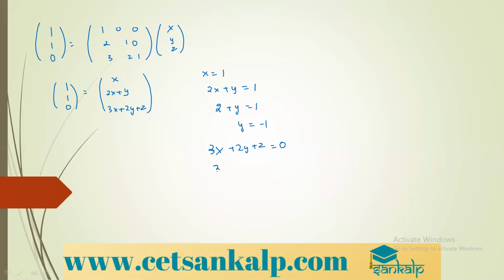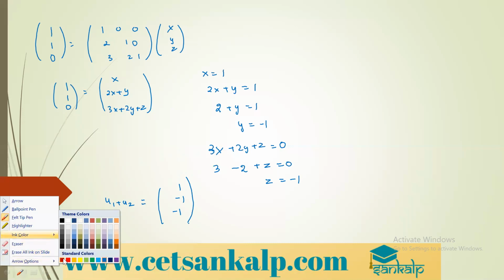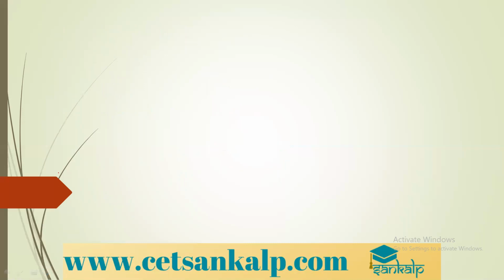Now I have 3X plus 2Y plus Z equal to 0. Because X equal to 1, 3. Because Y equal to minus 1, minus 2. Plus Z equal to 0. So Z will be equal to minus 1. That means I got U1 plus U2 matrix as 1, minus 1, minus 1. That means it is option C actually. I did not give you the options.